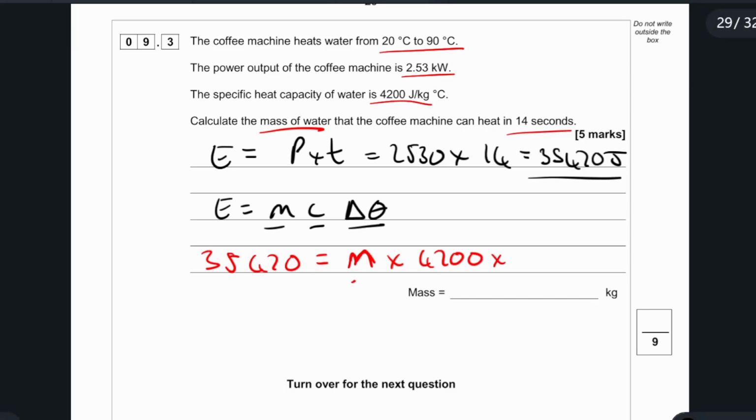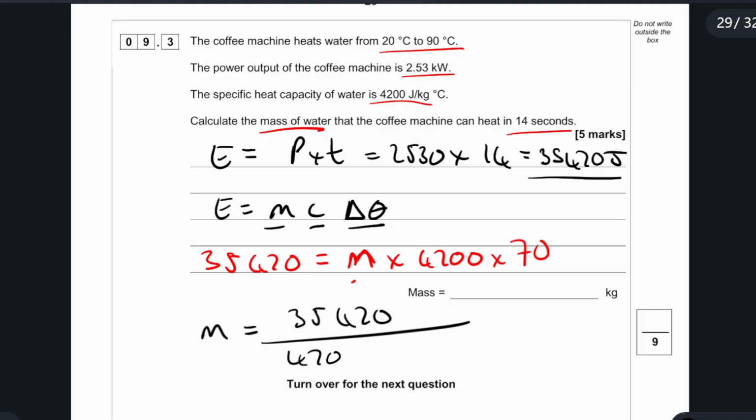So delta theta is a change in temperature. So it went from 20 degrees to 90 degrees Celsius. So the change in temperature was 70 degrees Celsius. So we just do it in red. And so now then we can basically rearrange for the mass. So m is going to be equal to 35,420 divided by 4200 multiplied by 70. And when you plug that all into your calculator, you should get a mass of 0.12, and it's going to be in kilograms.